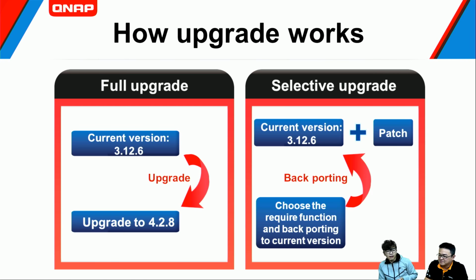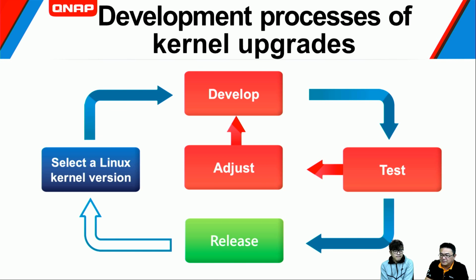Okay, understood. So this is the process of how our RD does the kernel update. First, we need to select what kind of kernel version we need to update. Then they start some development. After that, our QA team runs the tests to see if it works or if there are any bugs. Then it goes back to our development team to make some adjustments and also do some porting.